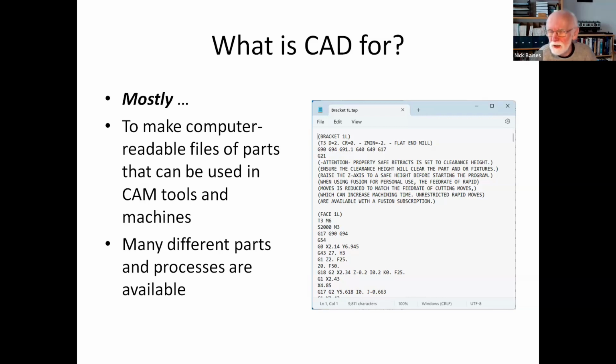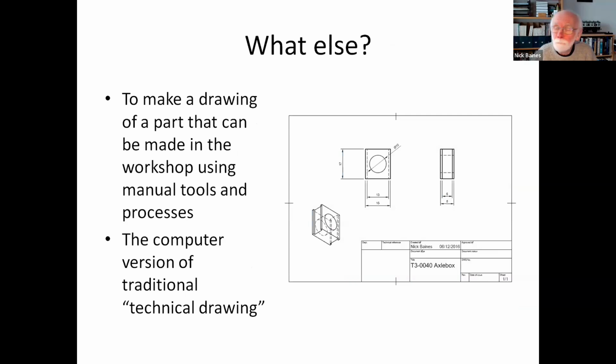The transfer of data from the CAD to the CAM is meant to be fairly seamless, and you're not meant to be able to do anything much with the intermediate file, even if you wanted to do so, which frankly you probably won't anyway. That's the main thing. That's what most people use CAD for. You can do other things with it as well.